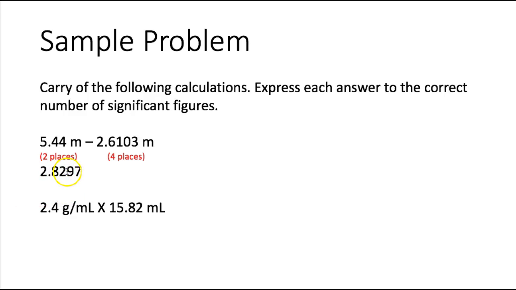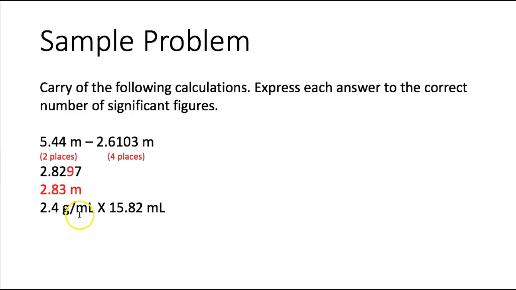Now this is my answer, but I want to round it so that it also has 2 places beyond the decimal point, because that's the smallest number of places after the decimal point for any of the numbers that I was given. So that means I want the 8 and the 2 to be significant, but I need to know where to round this to. So to figure that out, I look at the next number over, which is the 9. And since it's a 9, I'm going to round up. So my answer will be 2.83 meters.